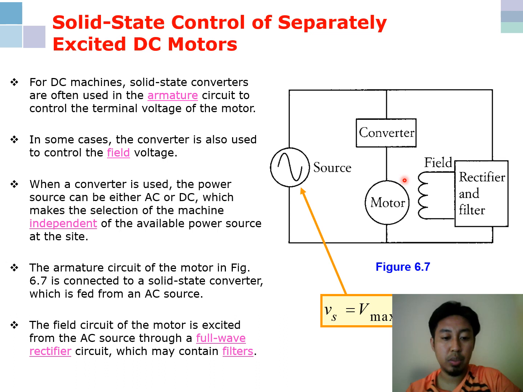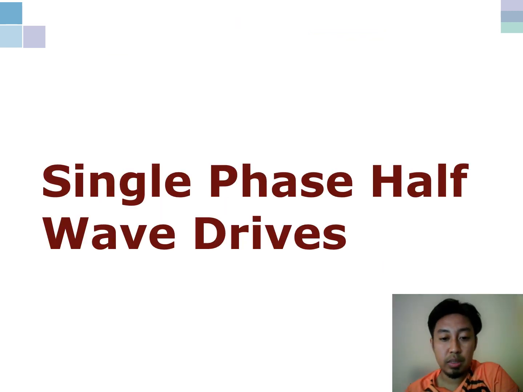Based on this, the full wave rectifier is connected at the field circuit through the AC source. So I think you can understand the solid state control of the separately excited DC motor. Okay, we move to the single phase half wave drive.